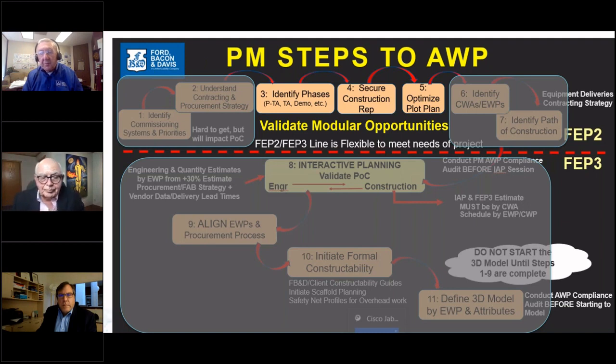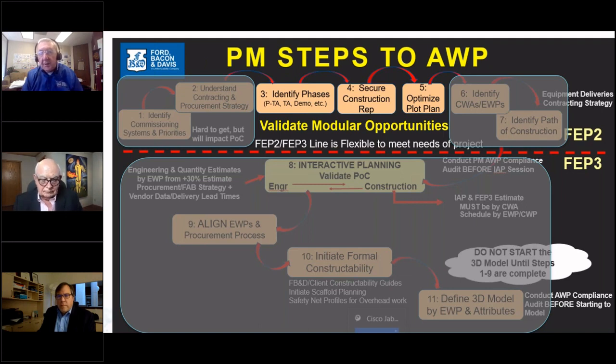As we talked about, we've made the decision that we're going to validate, that we're going to modularize everything. Well, now we're at the point where we can look at, does that really make sense? Because our construction guy's going to come in. He's going to start optimizing that plot plan, starting to think about sequence of construction. So we're going to make our decisions on pre-assembly and module opportunities right here.